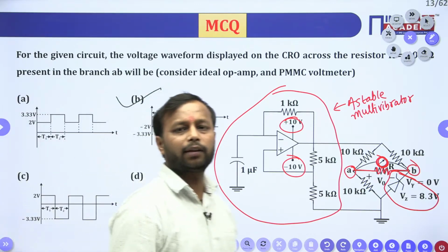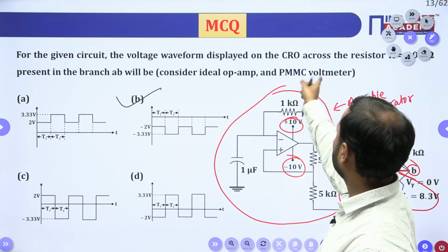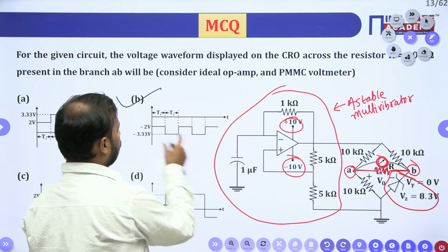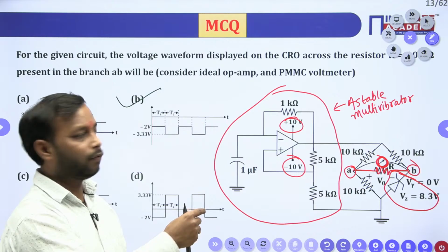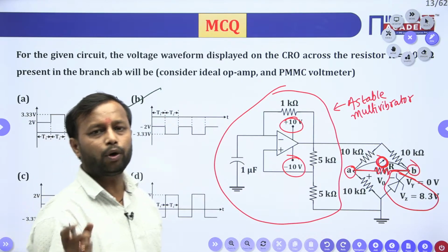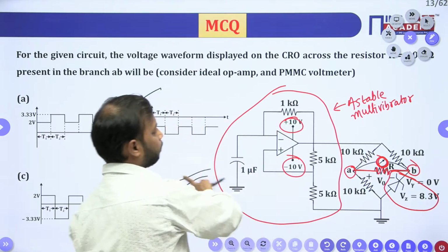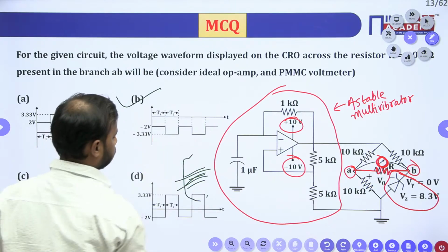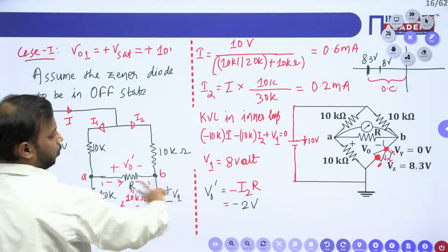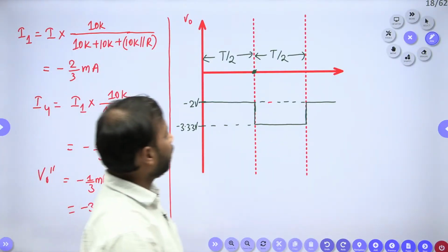Now let me take this question one step further. Here it is mentioned that the voltmeter is PMMC. Now what is the value of the meter when we are using this PMMC? What is the output voltage which is going to be displayed by the PMMC voltmeter? Anybody? Anybody?